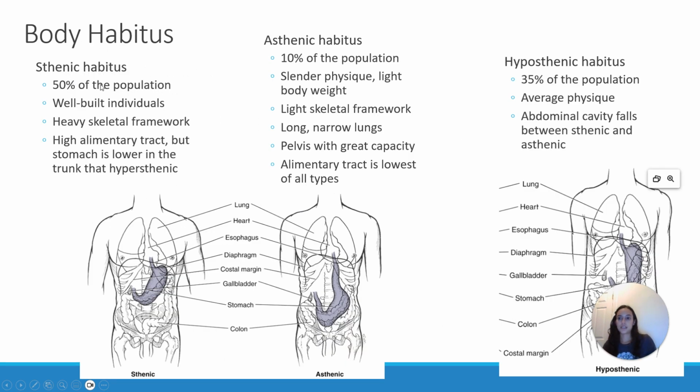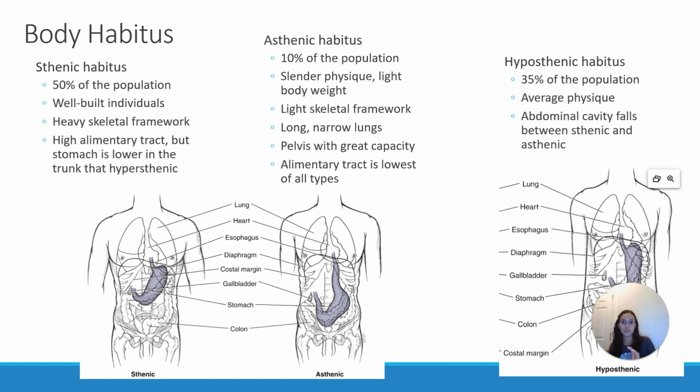The sthenic habitus. So this is 50% of the population. This is the most common type of body physique. These are well-built individuals, but they're still heavy skeletal framework. You have a high alimentary tract, but the stomach is lower in the trunk than the hypersthenic. Why? Because they tend to be a little bit longer people. Their torsos are longer, so their alimentary tract tends to be a little bit lower than in the hypersthenic.